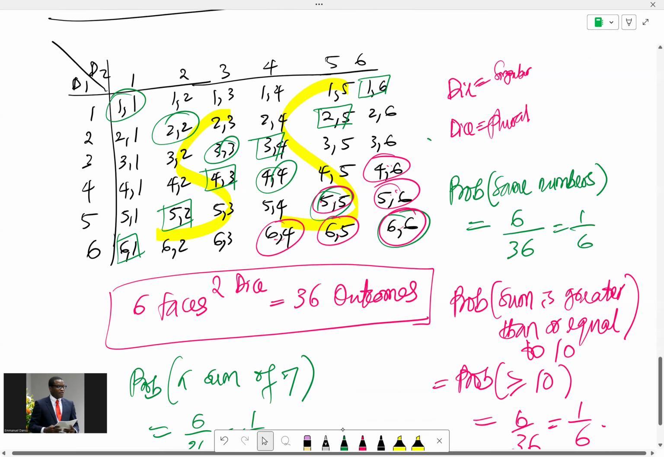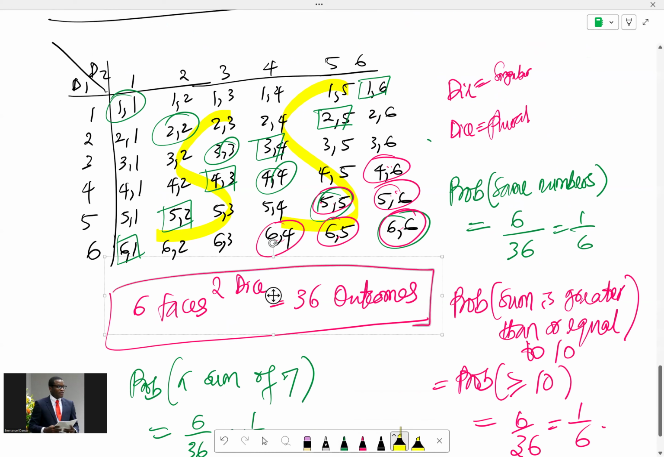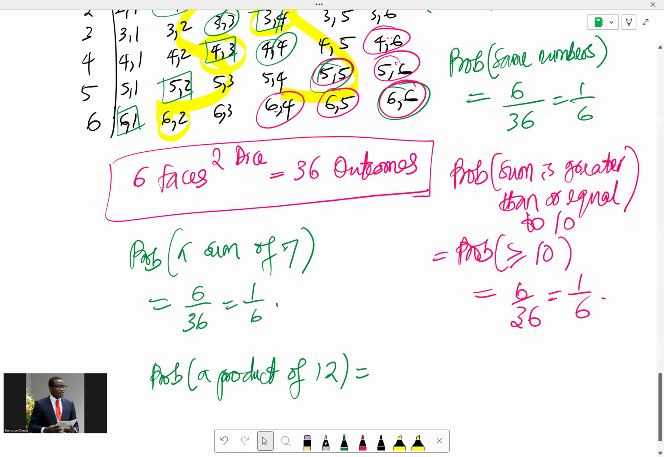Let me change the color. So 2 times 6 is 12, 6 times 2 is 12, 4 times 3 is 12, 3 times 4 is also 12. Would that be all? Yes, pretty much all that. So we have 4 possible things that can give us 12. That means we have 4 out of 36, which is 1 over 9.